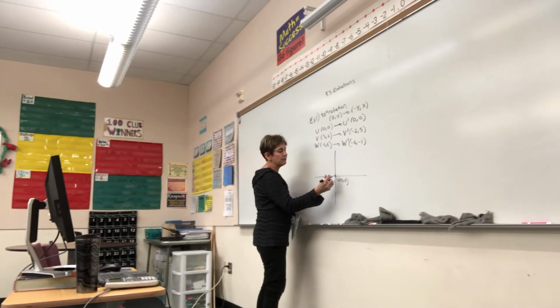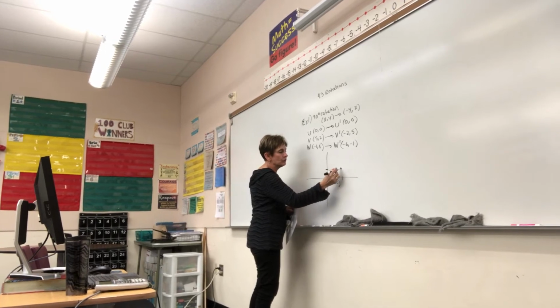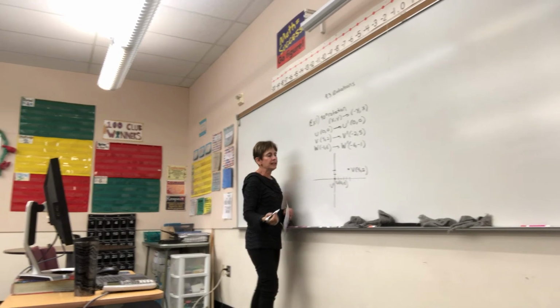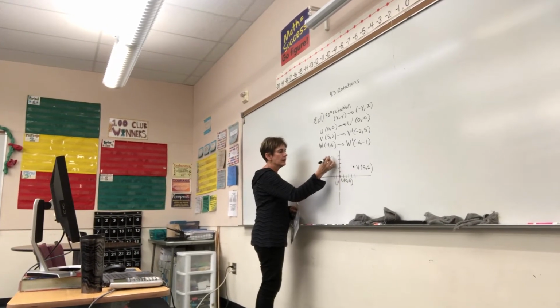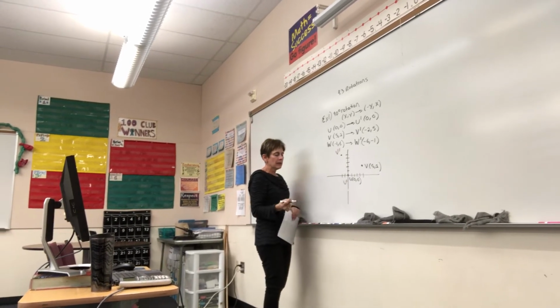All right, let's graph V. V is at 5, 2. And when I rotate it, it goes to -2, 5. So I'm going to put a new point there with V prime.